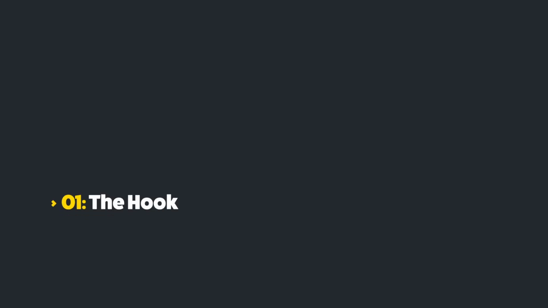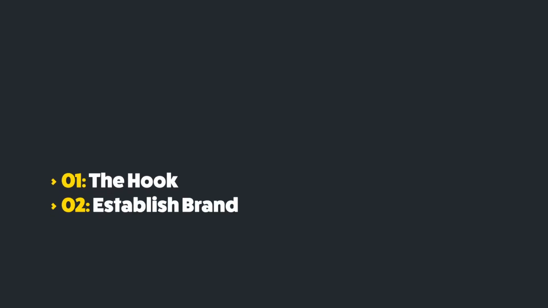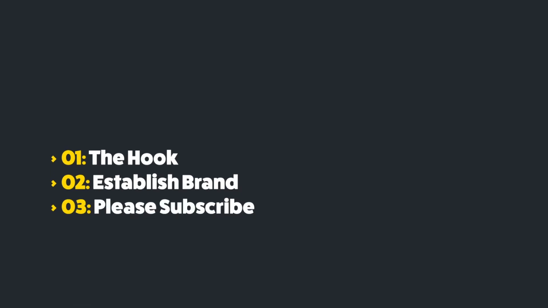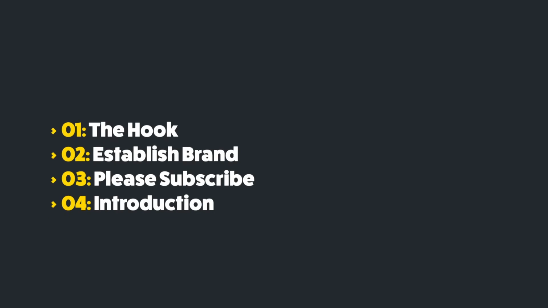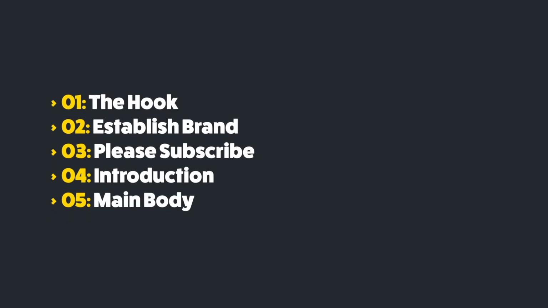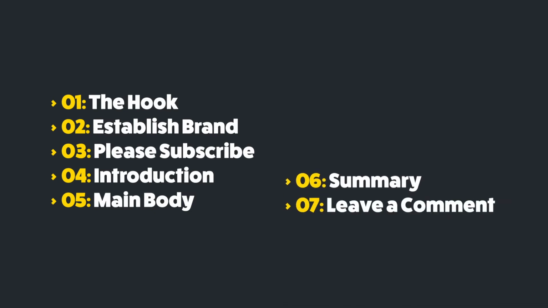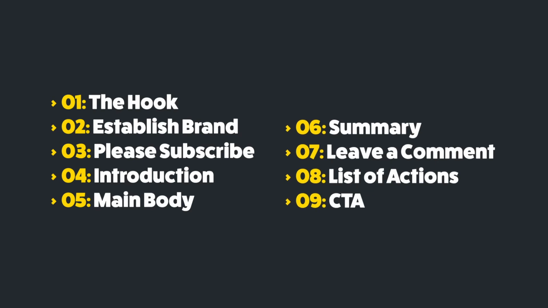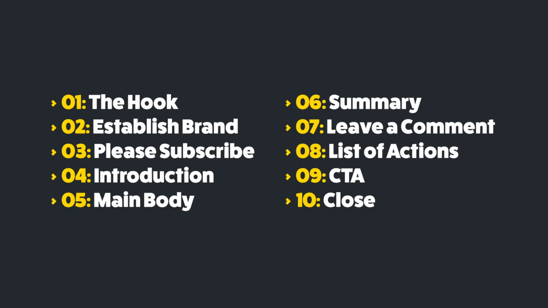So that's the 10 elements. Let's have a look at them again. You've got 1, the hook, 2, establish your brand and identity, 3, ask them to subscribe but give them a reason to, 4, the extended introduction, 5, the main body of the topic, 6, the summary, 7, ask them to leave a comment, 8, give them some actions, 9, your call to action, 10, closing promptly. So whether you're writing an outline or a script word for word, these should be your headings. The structure remains the same.